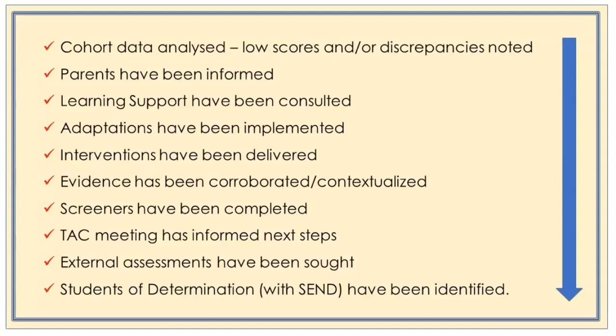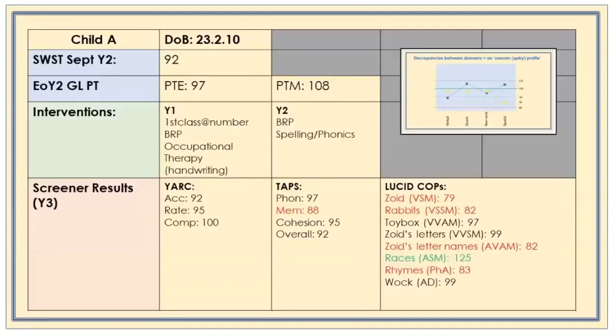And ultimately, if there is a profile of need, we might formally identify those students as students of determination and include them within our inclusion register and think about IEPs. So let me give you some examples of where that process has happened. You'll remember before I spoke to you about child A.